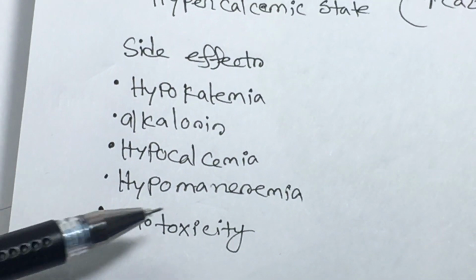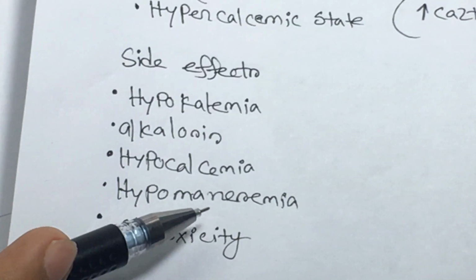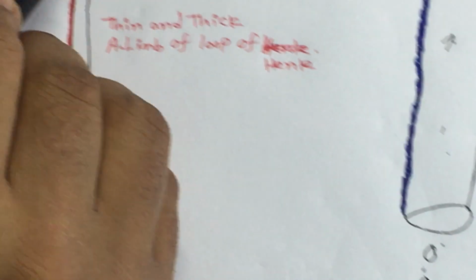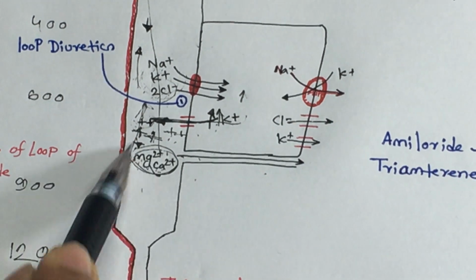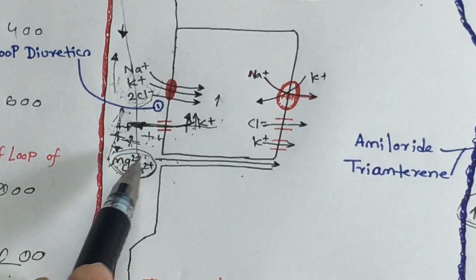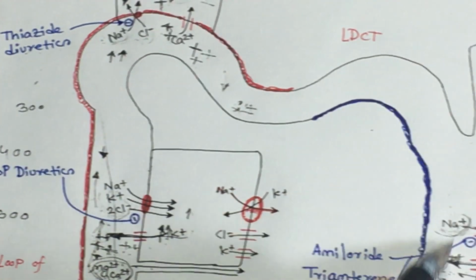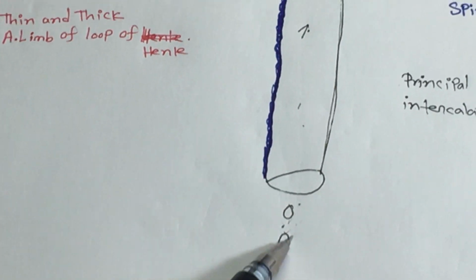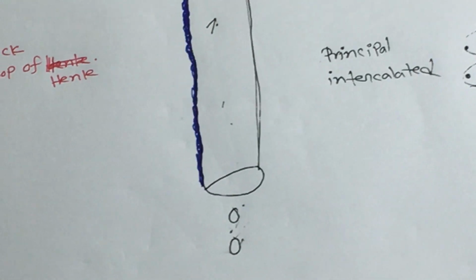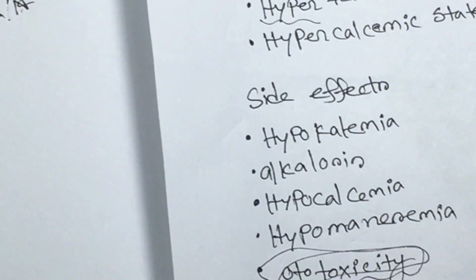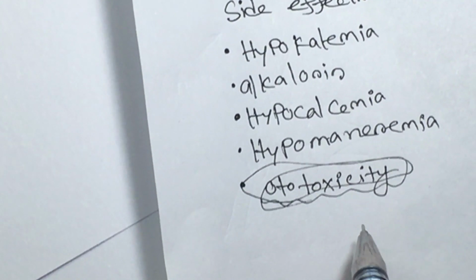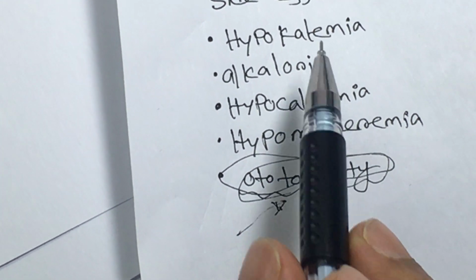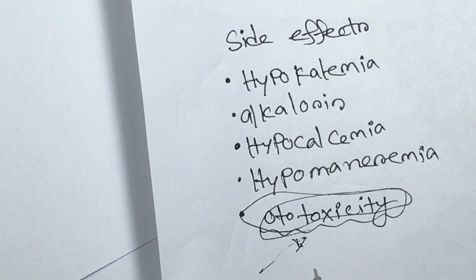And hypomagnesemia, that means blood magnesium level is decreased. See, by using this drug we are no more reabsorbing this magnesium, so magnesium will be excreted into the urine, and our blood magnesium level will be decreased. And another side effect is ototoxicity. So ototoxicity means hearing loss, balance loss. This drug will cause this ototoxicity.